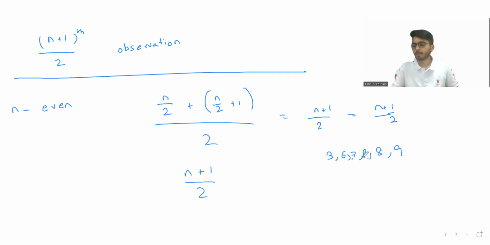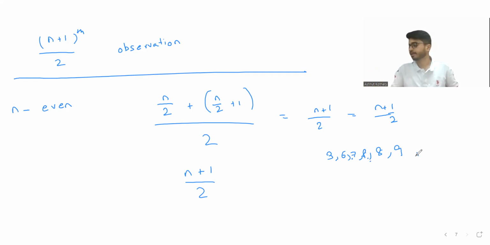Alternate way is what? I need which value? 6 plus 1 by 2th observation. That is the 3.5th observation. The 3.5th observation is nothing but midway between the third and the fourth observation. So again, it's coming out as 7 plus 8 by 2.